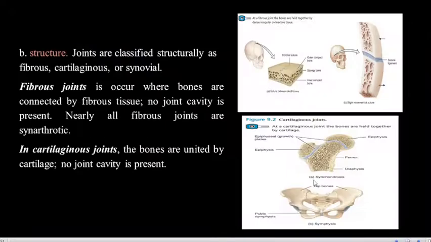Okay. Next, you can also classify joints based on structure. So, joints are classified structurally as fibrous, cartilaginous, and synovial. Sige. Sa ating fibrous joints, okay, so this occurs where bones are connected by fibrous tissue, and nearly all fibrous joints are synarthrotic.